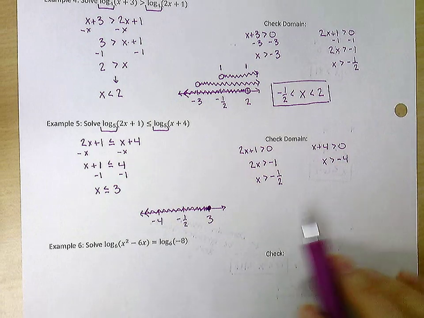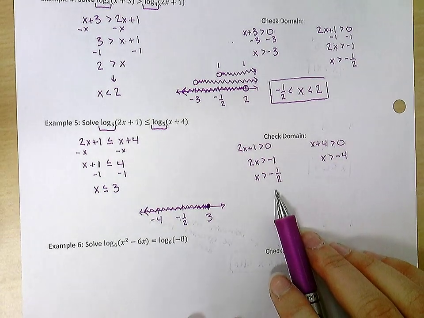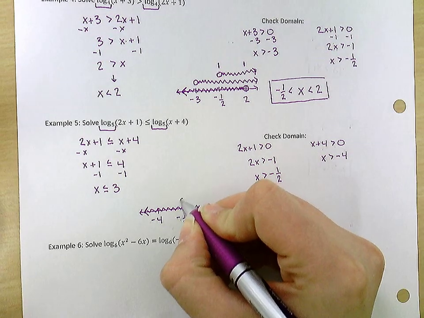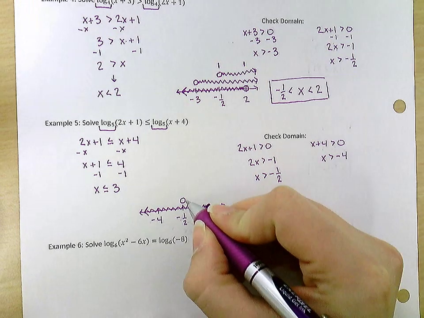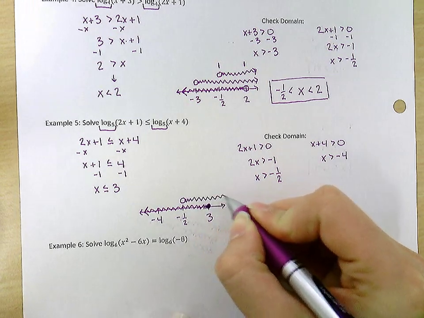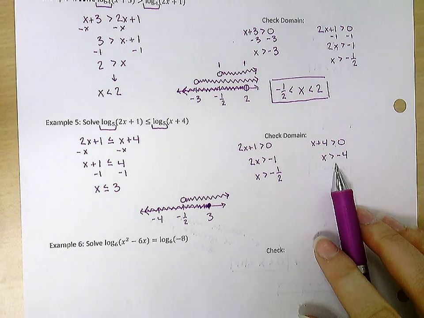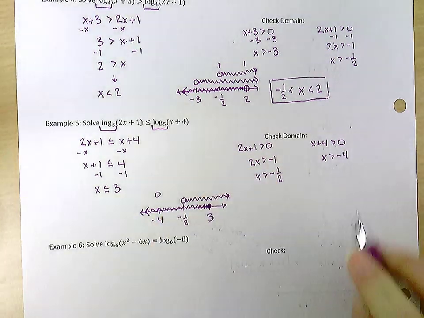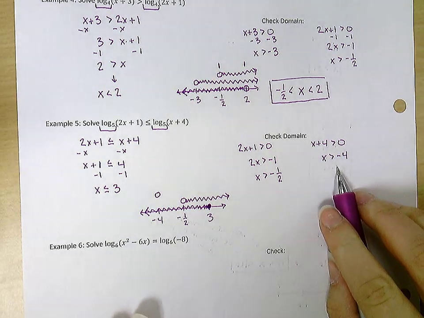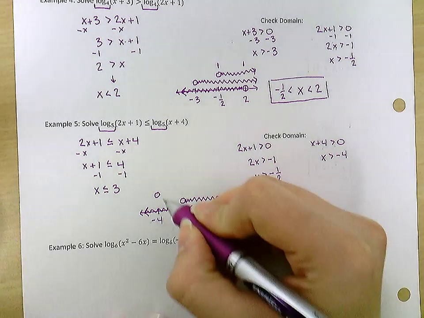So there's my first one. My next one, my x values have to be greater than negative 1/2. So I have an open circle at negative 1/2, and all my x values have to be greater than that one, so to the right. Last one is at negative 4. Again, open circle, and again, those values have to be greater than negative 4, so that's going to be shaded to the right.